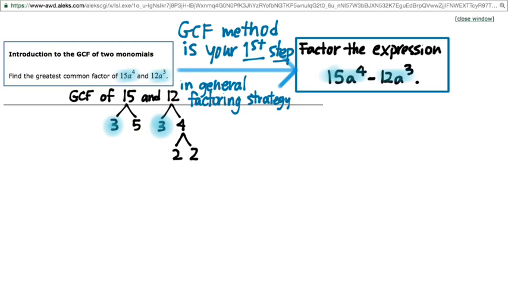Another way that we might say that is that the cofactors that we broke out here, the 5 and the 4, they themselves have no factors in common. Right? So there's nothing else that we can latch onto if we were to try to factor it any further. So 3 is the greatest common factor of 15 and 12. So what did you do with that information?